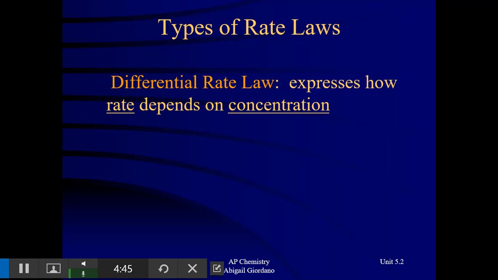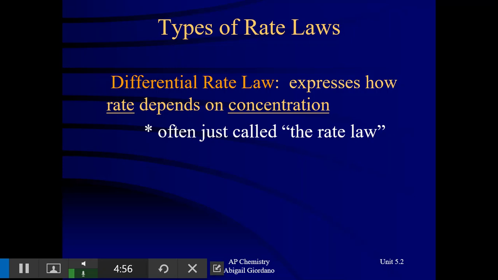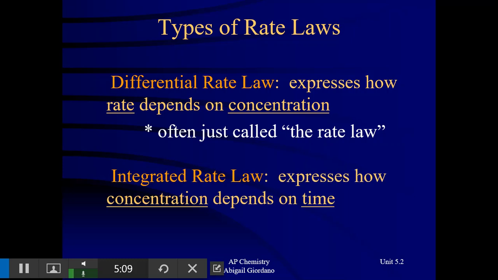The first type of rate law that we're going to learn how to come up with is called a differential rate law, which in an AP question is often just called the rate law. If a question ever says determine the rate law, they mean this kind, a differential rate law. Later on in the unit, we're going to see something called an integrated rate law, and that is another subunit, which we will talk about later. Again, you see some of these terms in calculus: differential, integration, things like that.